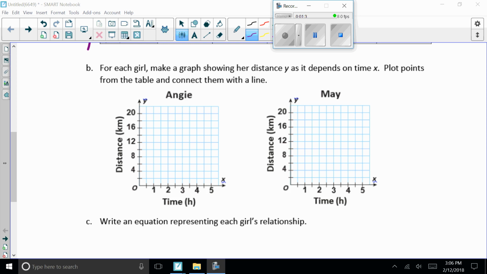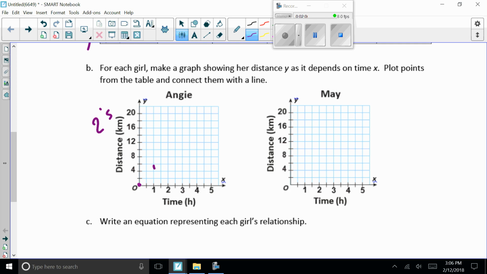B says for each girl, make a graph showing her distance y as it depends on x. Plot points from the table and connect them with a line. So all I'm going to do is plot points based on the table. If I start with Angie, her first point was 0, 0, so I put a point here at 0, 0. Her second point was at 1, 5. I know my distance is counting by 2s, so the hash mark between the 4 and the 8 is going to be 6. So for 1, it's going to be partway in between here.